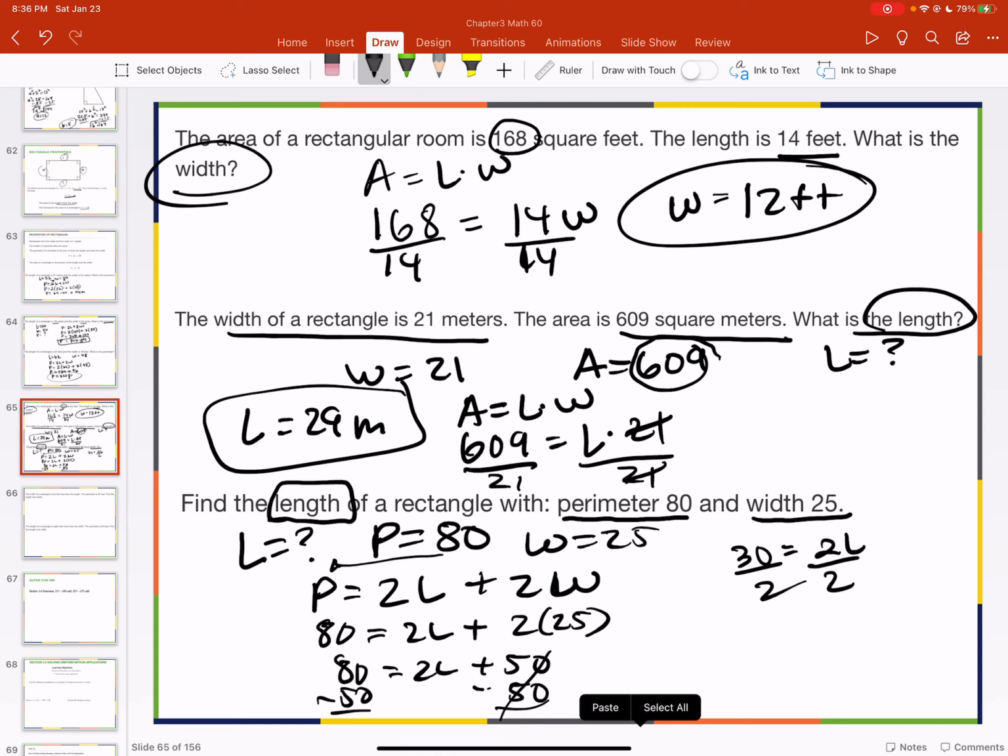So divide by 2, right? Inverse operation. And we get that the length is equal to 15. Okay, so the length is 15.